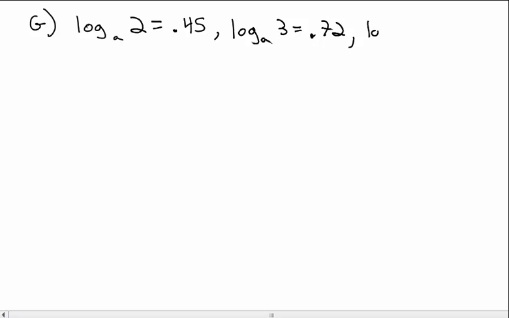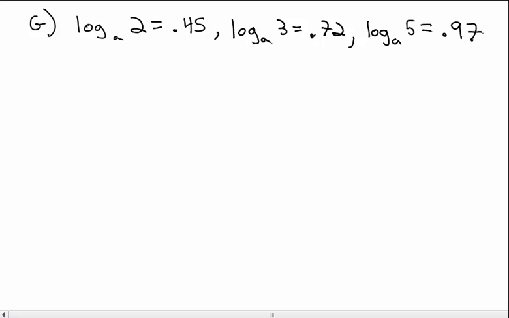And they used to have these books just full of tables called log tables. And these log tables would tell us the approximate value of various logs. It might say the log of some base, we're going to call our base a, of 2 equals 0.45. It would say that the log of this same base of 3 equals 0.72. It would say the log of this same base of 5 equals 0.97. And what you notice I've done is I skipped the number 4.